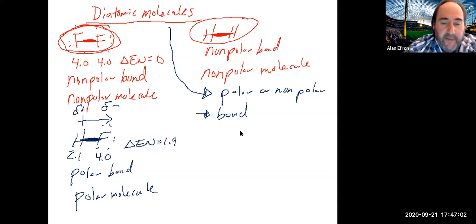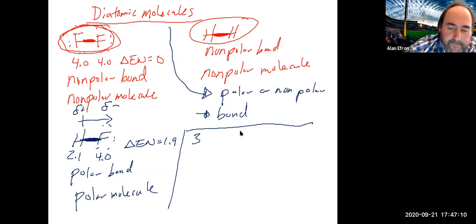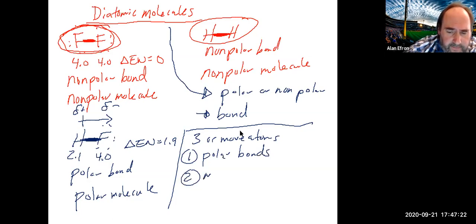Now, that would be great if everything was that easy, but it's really not. So when we get to molecules that have 3 or more atoms, you have to look at a couple of things. First off, you have to determine, are there polar bonds? And if there are polar bonds, you have to look at the molecular geometry to help you decide whether or not the entire molecule is polar. So let's take a look at an example here.